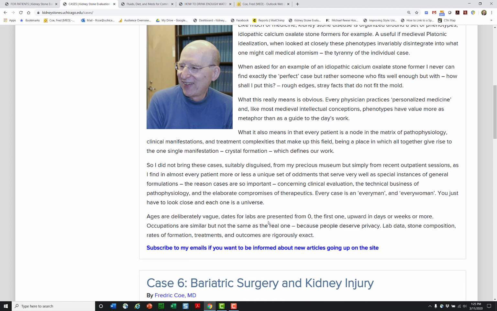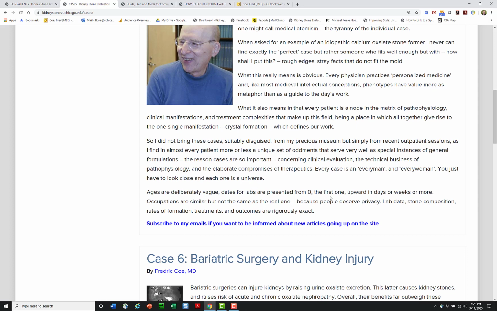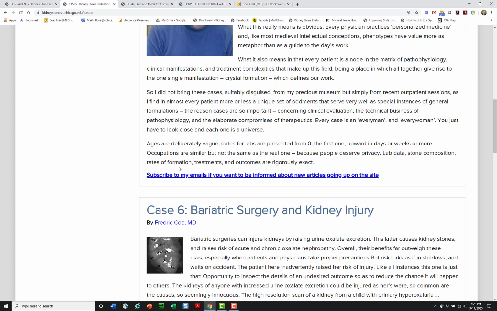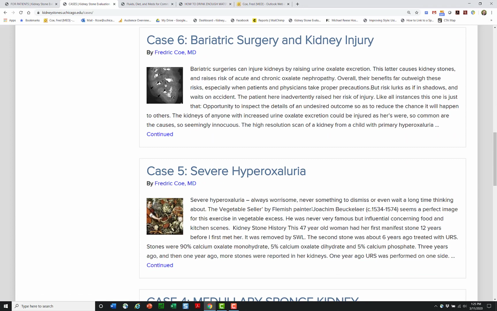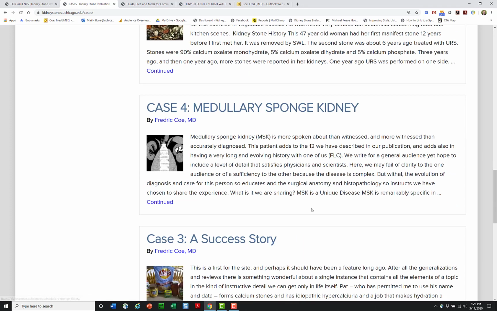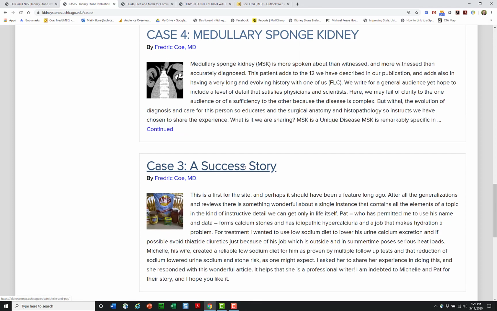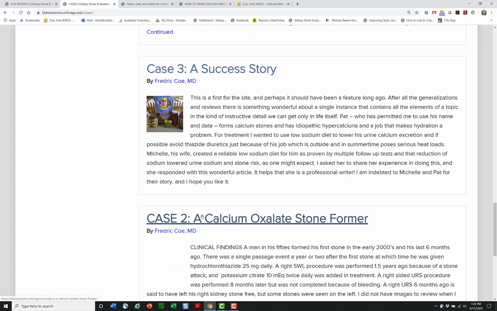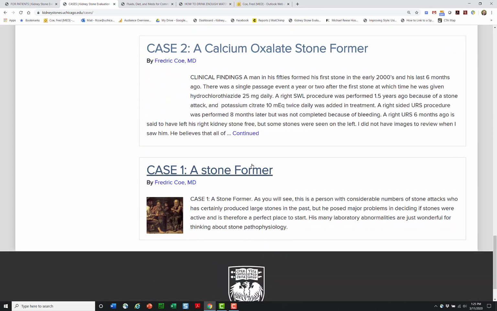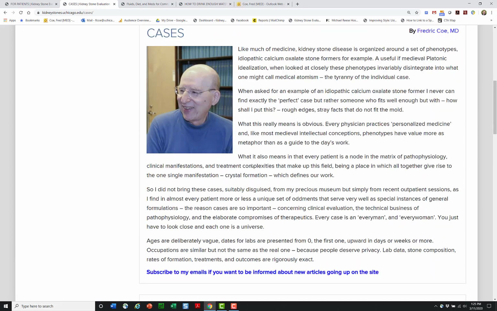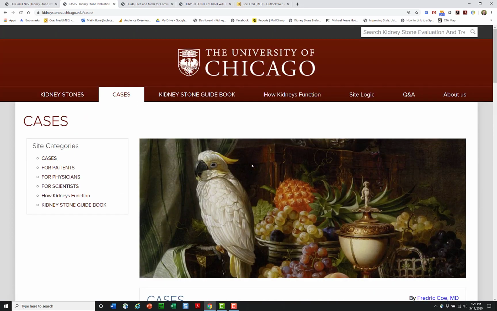The cases are real ones. The identity of the person has been fully protected. They concern effects of bariatric surgery, severe hyperoxaluria, medullary sponge kidney, a wonderful story about successful treatment, and then a very routine pair of stone formers. I probably will add more cases over time. Right now, patients seem to like those, doctors perhaps as well.